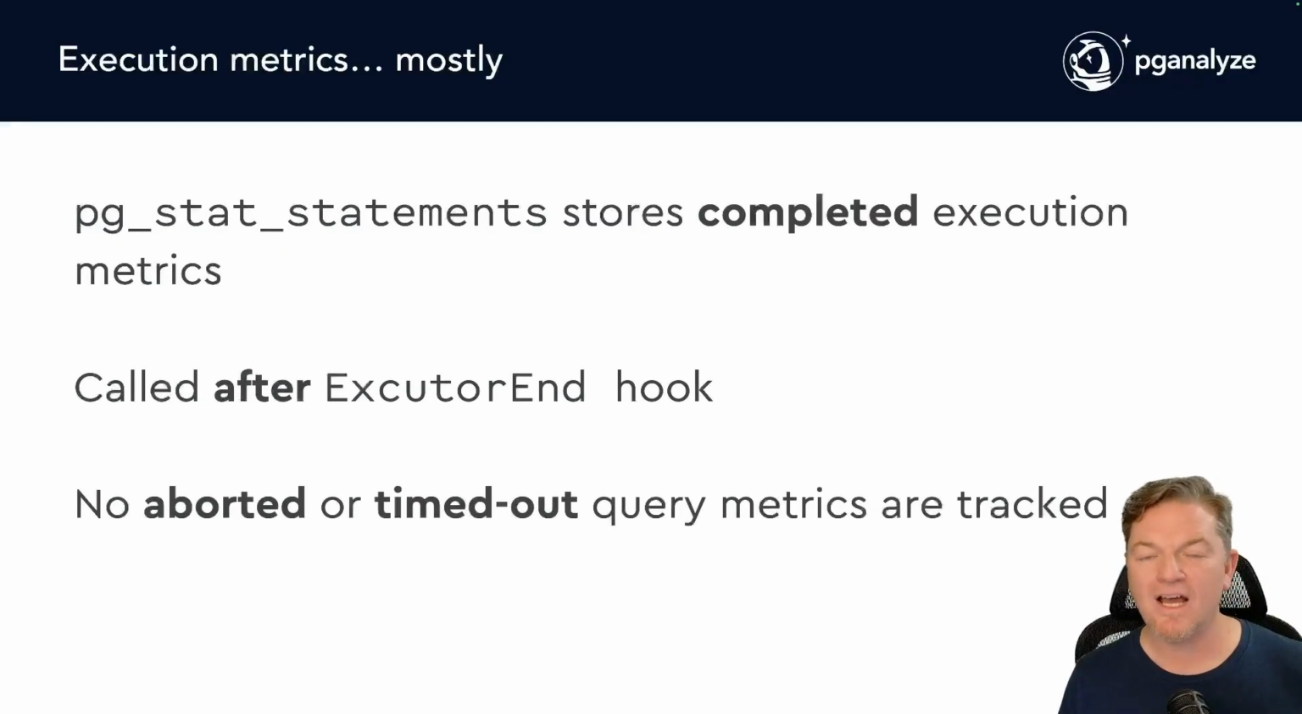Now, before we move on, I want to make sure we are on the same page about one thing, and that is that pg_stat_statements only stores metrics for completed executions. It is called during the executor end hook, after planning and after all the other things are done. That means that no aborted or timed out metrics are actually stored in the values that we see. If you have a statement timeout set to 30 seconds and a query runs for 30 seconds and reads hundreds of thousands of buffers, those values are not shown in pg_stat_statements. They're not stored there. Only completed execution metrics are stored.